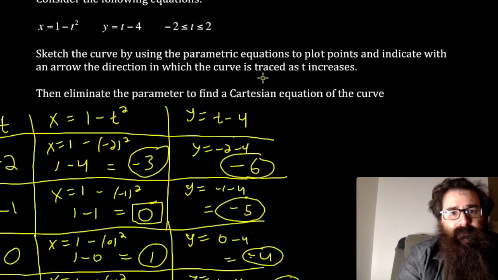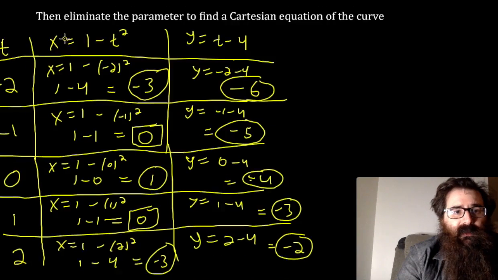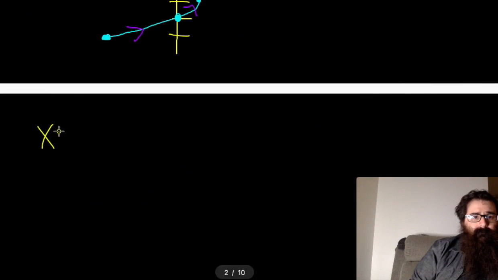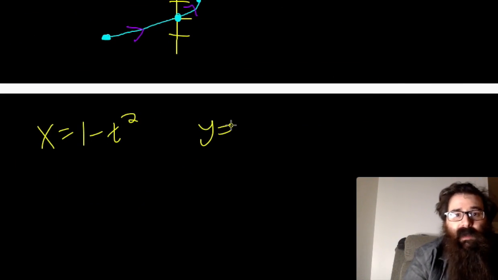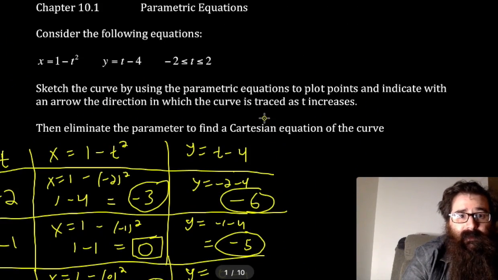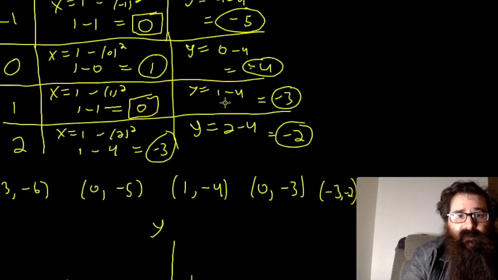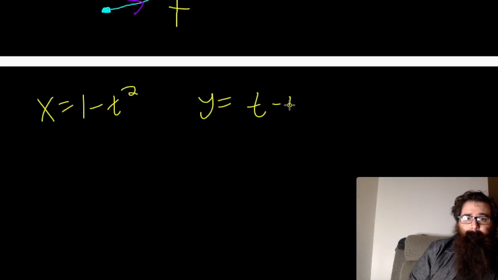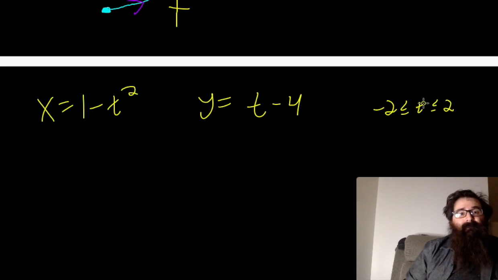So we did this. Now I want to eliminate the parameter to find a Cartesian equation of the curve. We had x is 1 minus t squared, and y was t minus 4, right? y was t minus 4, and that's for t from negative 2 to 2, the restriction that we placed on t that was given.